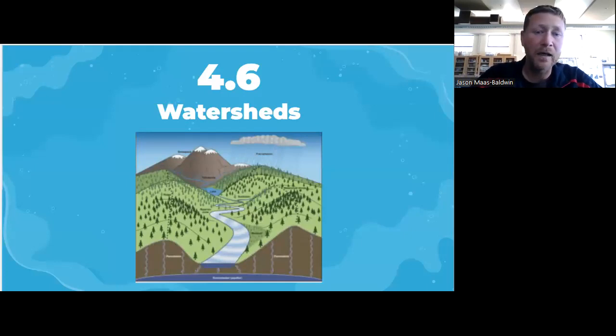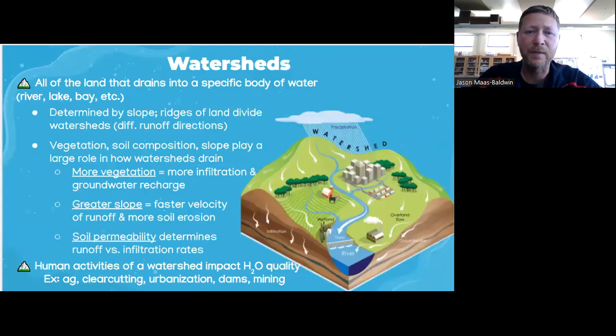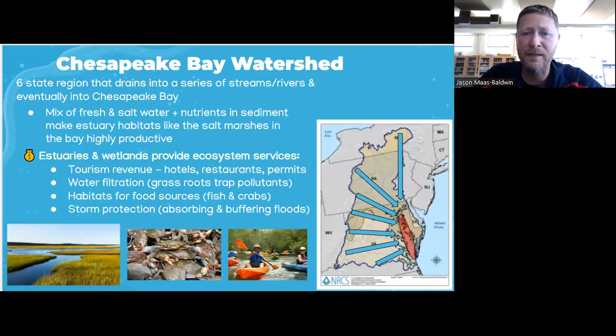Watersheds. This is an area of land where water all drains to the same location. We've talked quite a bit about watersheds, okay? And you can determine it by the ridge of the mountains. There's a bunch of different ways that you can classify watersheds, such as their vegetation, their slope, their soil permeability. And humans impact watersheds through a number of activities, which we'll remind you to talk about.